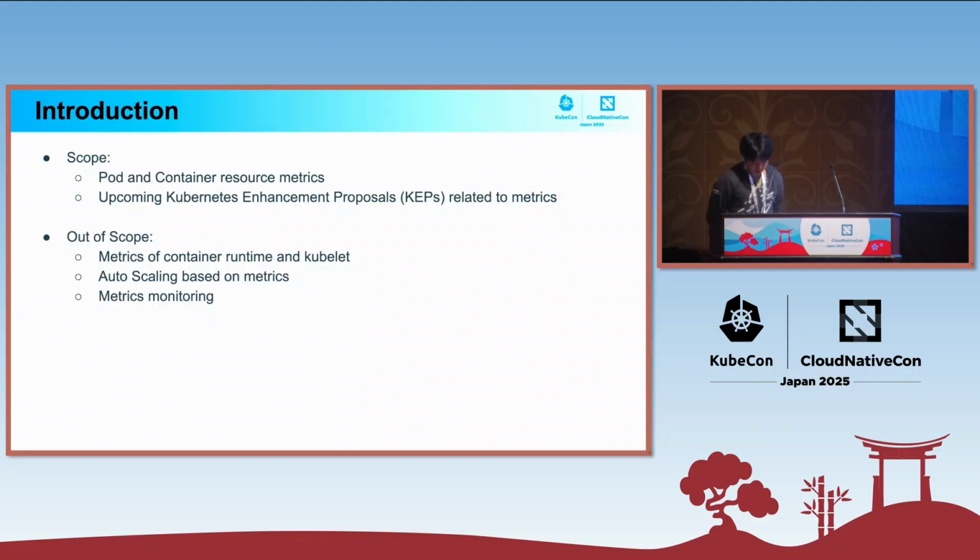This session will be covering pod and container resource metrics in Kubernetes and its enhancements in the coming releases. And it won't be covering metrics of container runtime and Kubernetes themselves, auto scaling based on metrics, and metrics monitoring solutions.